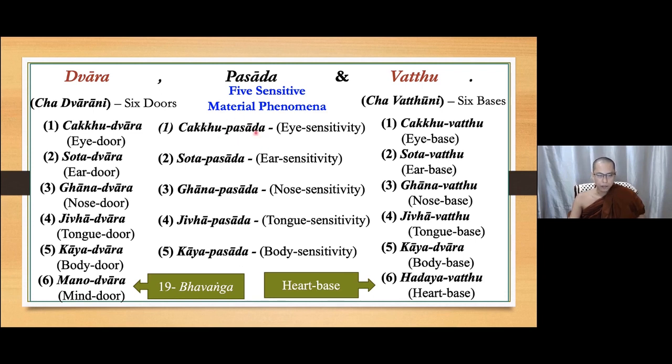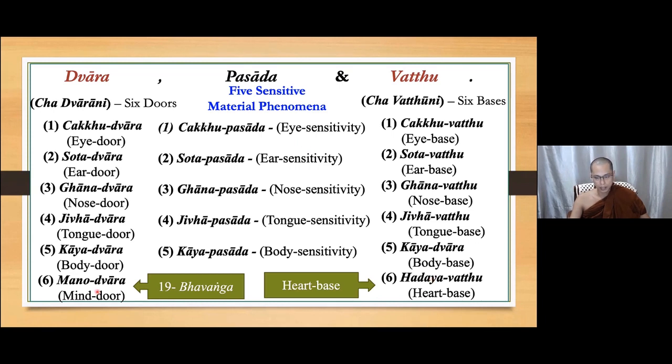Then in the same way, Sota Dwara and Sota Vatthu have the same essence of ear sensitivity. Ghana Dwara and Ghana Vatthu share the same essence of nose sensitivity. Jivha Dwara and Jivha Vatthu share the same ultimate reality of tongue sensitivity matter. And Kaya Dwara and Kaya Vatthu are also body sensitivity. So the former five doors and former five bases are five sensitive materialities in essence. Then the last one is different.